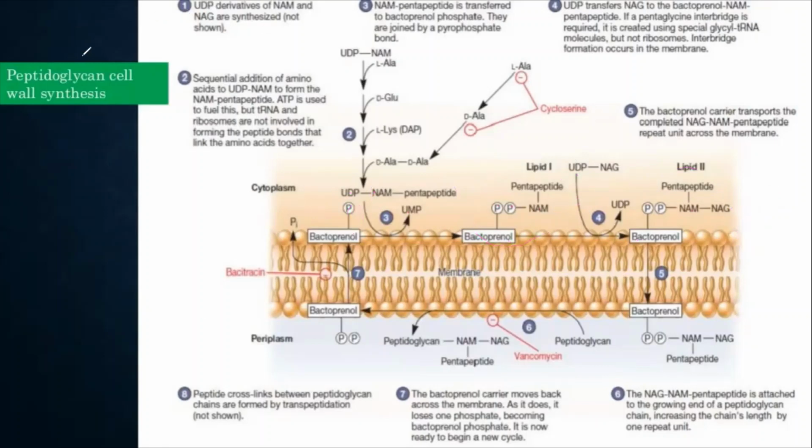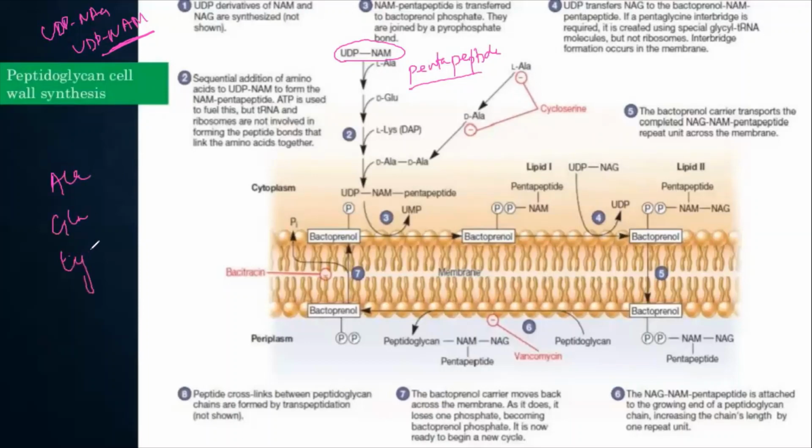So first, in the first few slides, we saw how UDP-NAG became your UDP-NAM. Now, for peptidoglycan cell wall synthesis, we need NAM first. So first your UDP-NAM came. To this, first your pentapeptide will be added. What are these pentapeptides which are involved in the cross-linking? We'll come to cross-linking later. So the sequence is also important. First your alanine, then glutamine, then lysine, and then 2 molecules of D-alanine.